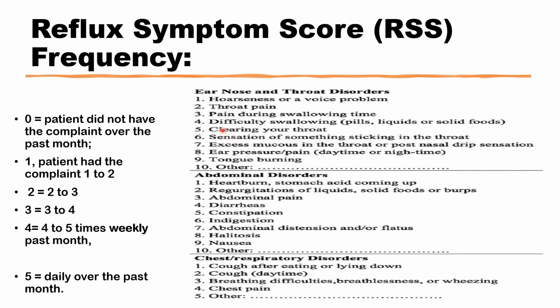And the patient would score first the frequency of these symptoms, and this can be anything from 0 when the patient had not had such a complaint in each of these items in the last month, and 5 when he had it daily over the past month, and in between from 1 to 4 according to the number of episodes for each of these symptoms during a week in the last month.